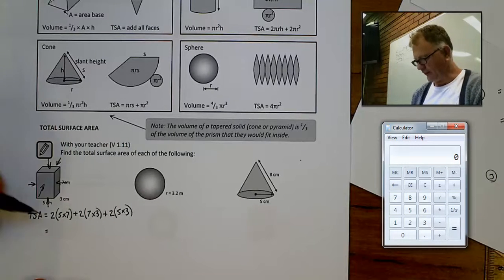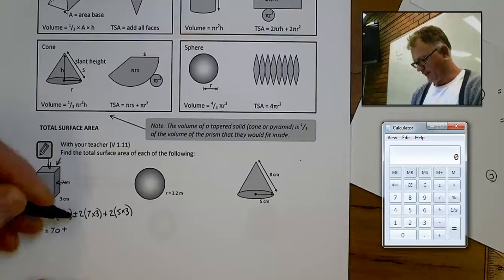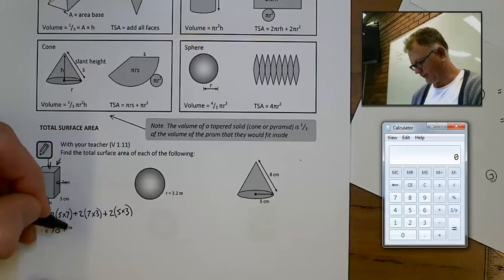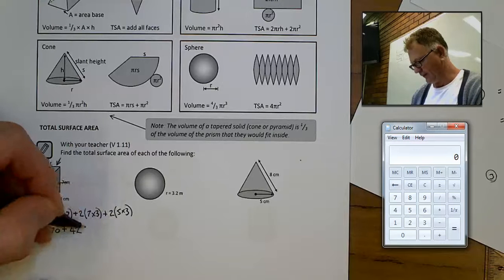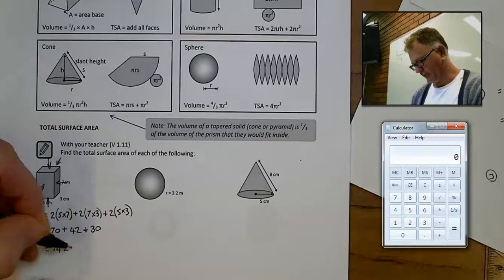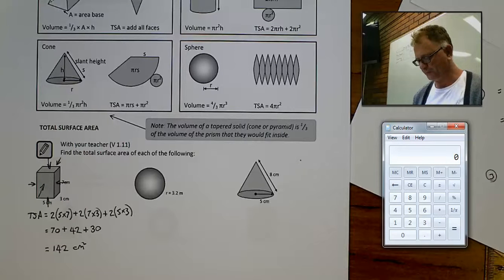7 5s are 35, times 2 is 70, 7 3s are 21, times 2 is 42, and 5 3s are 15, times 2 is 30. Add all that together, 142, and the units are centimetres squared, because we're talking about an area.